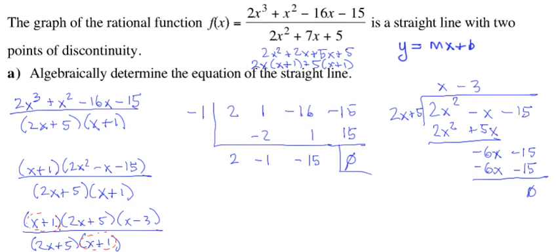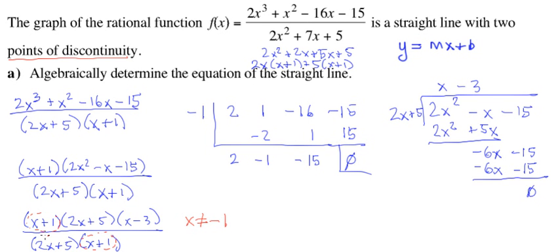But there will be one place where they don't cancel out, and that's when x is negative 1. At that point, we get 0 over 0. That's undefined, and so when x is negative 1, this expression does not exist. That's what they're talking about when they say there's a point of discontinuity. One of those will occur at negative 1.